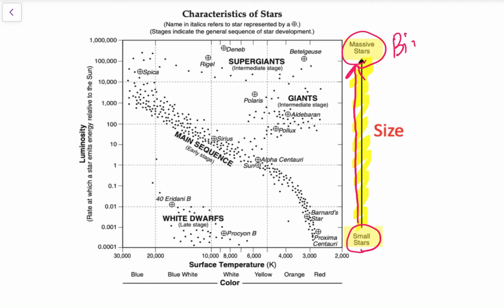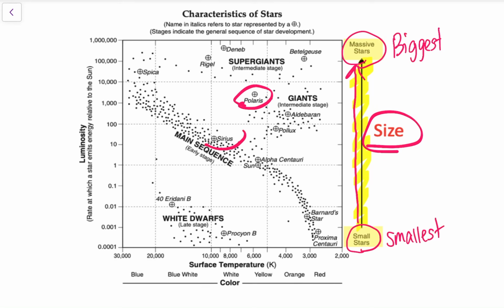So up near the top are the biggest stars, and near the bottom are the smallest stars. And this is the property of size. We call this size when we're talking about this property of the stars. So if we want to compare the size of two stars, let's go ahead and compare the size of Polaris to the size of Sirius.